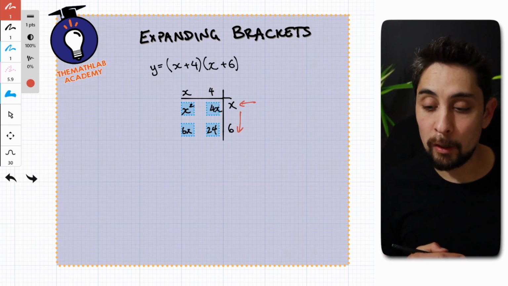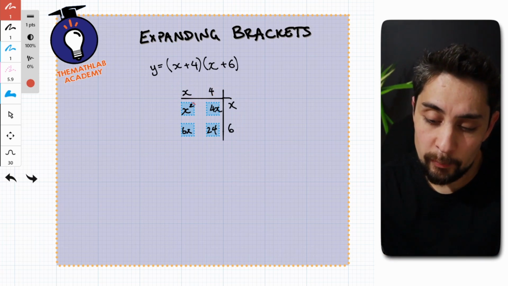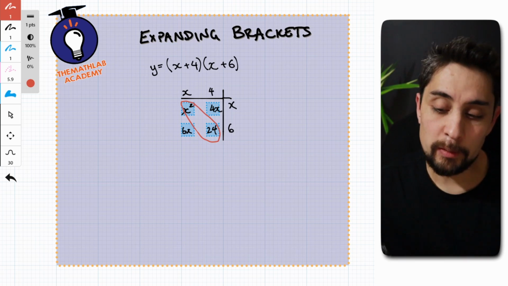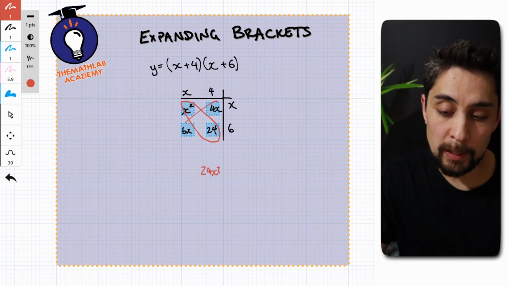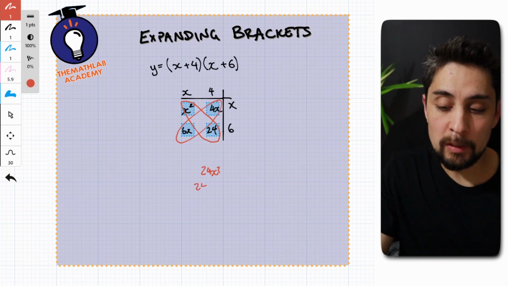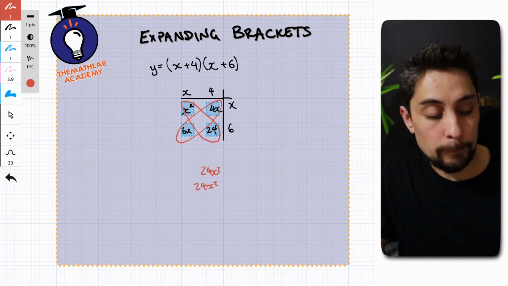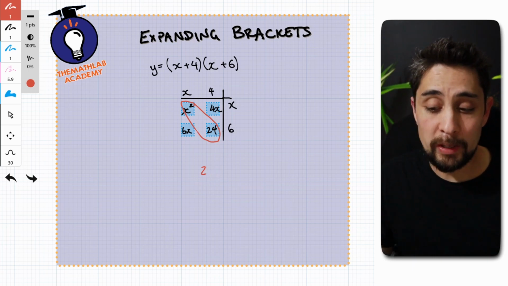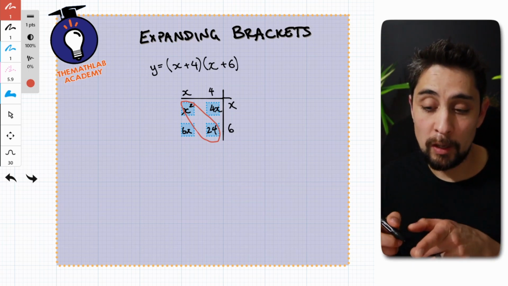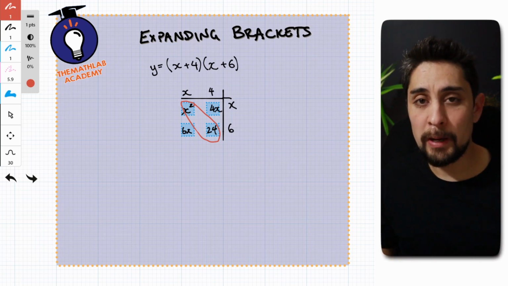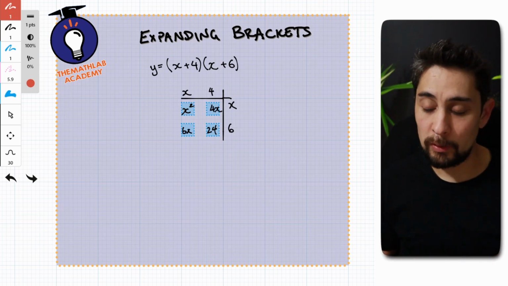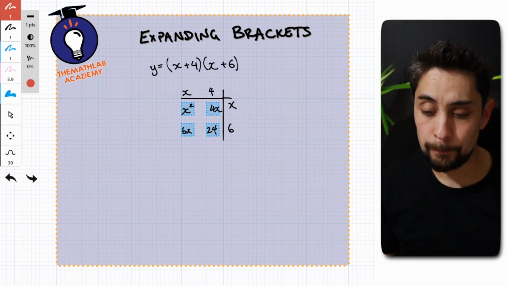of x across. Another thing we can notice is if we multiply these diagonals together, we get 24x squared. And if we multiply these together, we also get 24x squared. So those two will always be equal for a quadratic. It's a little bit harder to spot with cubics and higher powers, but they are there. We just have to do a little bit more exploration.